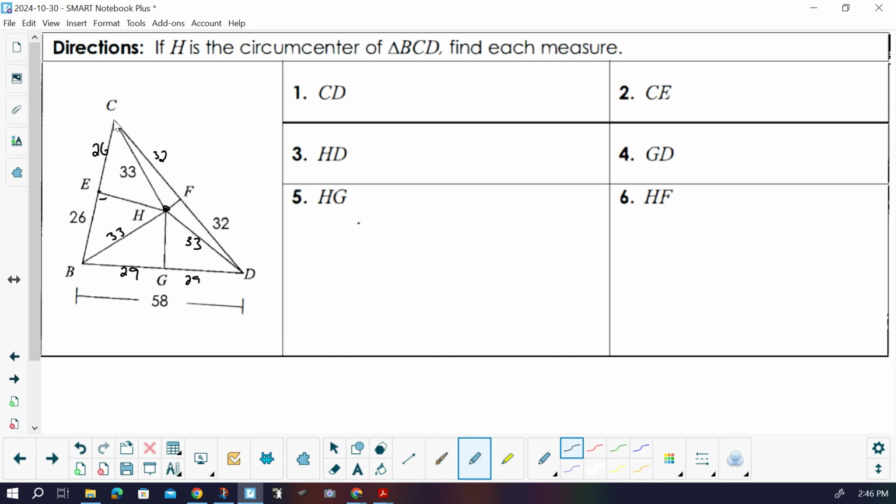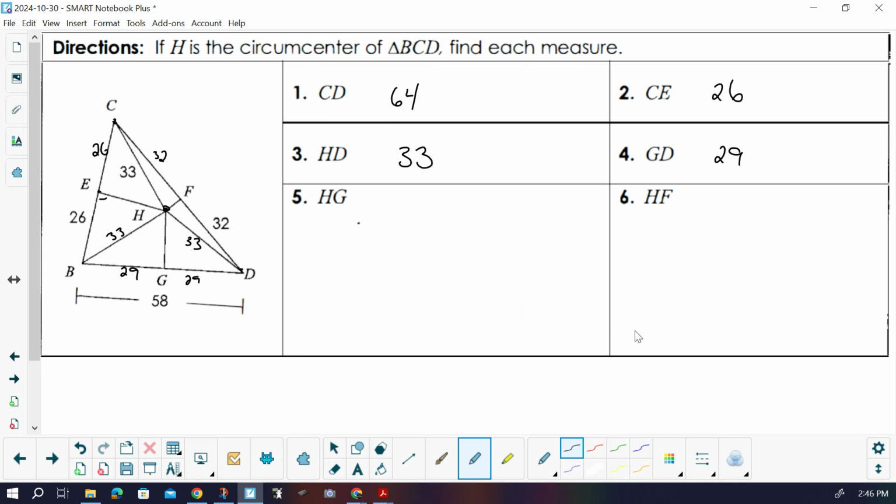So CD, there's C, there's D, 32 plus 32 is 64. CE, let's see here, CE right there, 26. HD, there's H, where's D? Oh, there it is, HD, 33. And then GD right here, 29.